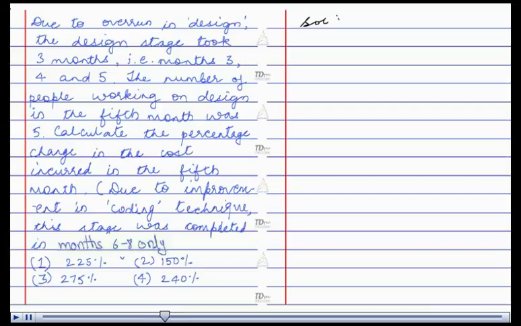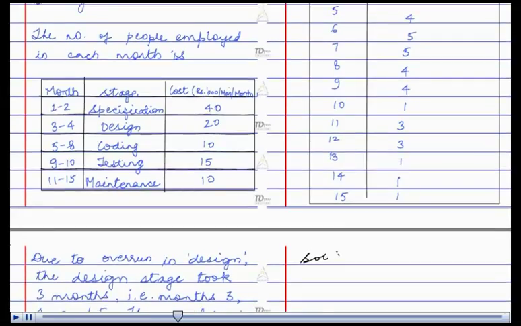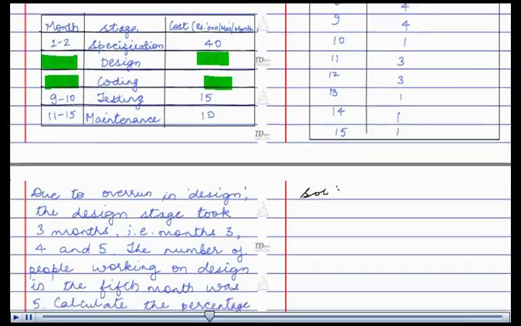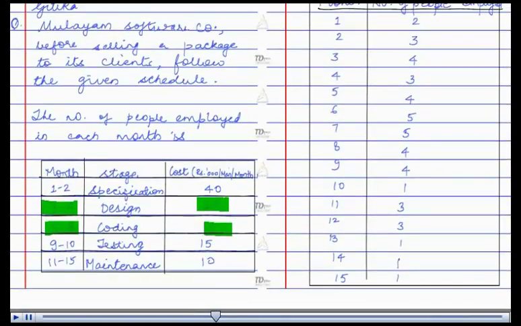From the table we see that in 3 to 4 months the cost per man per month is 20,000, whereas in 5 to 8 months the cost per man per month is 10,000. Therefore, in the 3rd month we have 4 people, in the 4th month we have 3 people, and in the 5th month we have 4 people.